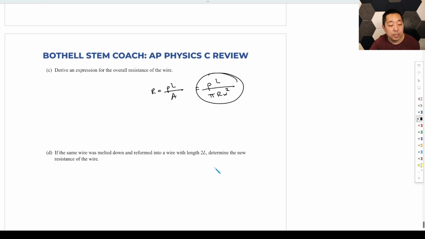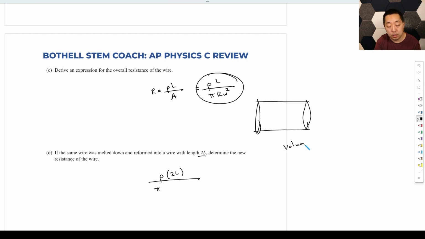If the same wire was melted down and reformed into a wire with length 2L, determine the new resistance of the wire. This one's pretty interesting. We're going to double the length for sure. But because you're melting it and reforming it, the volume has to stay the same. The volume is constant. That's the key thing. So even if I make it twice as long, it can't be the same radius. It's got to be skinnier too. It's not like you just double the radius.